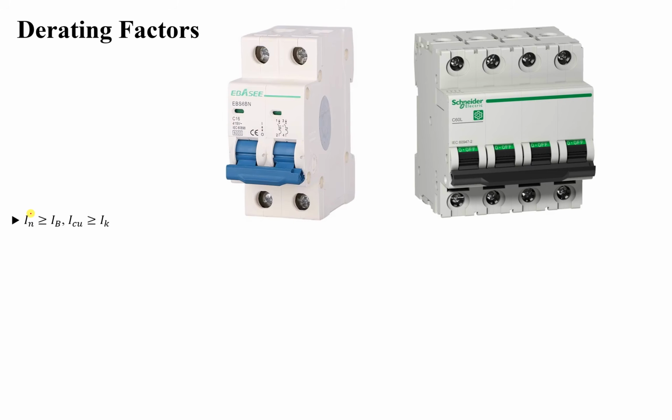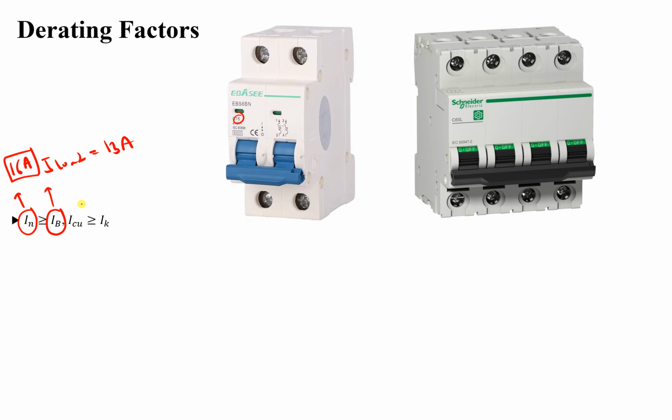Number one, the nominal current or the rated current of the circuit breaker must be greater than the design current value. This design value represents the load current, and I nominal is the current of our circuit breaker. For example, if this one is 13 amperes, then the I nominal should be, for example, 16 amperes. So we select a 16 ampere circuit breaker like this one for our load.